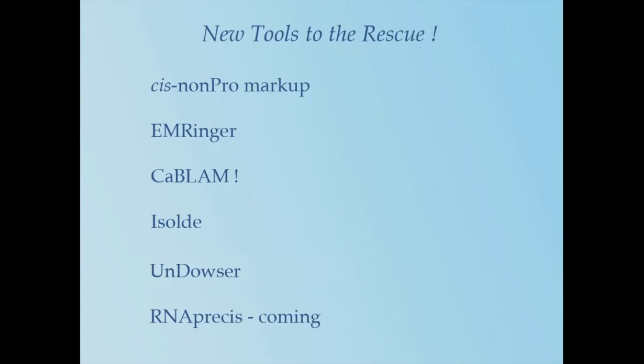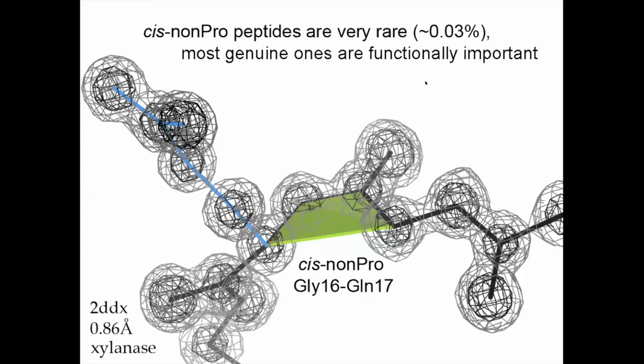So cis-non-proline peptides are very rare. Cis-prolines happen about 5% of the time, and so they're definitely worth modeling and looking for, even at 2.5 or 3 angstroms, certainly. But cis-non-prolines only happen 1 in about 3,000 residues, and they're much harder to see.